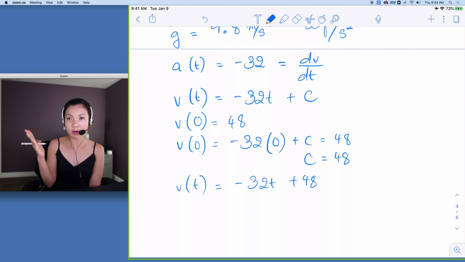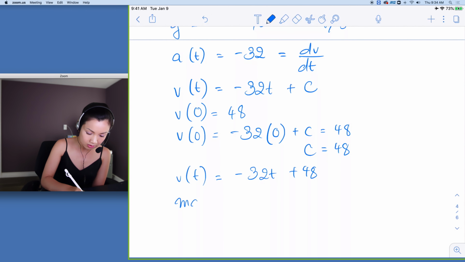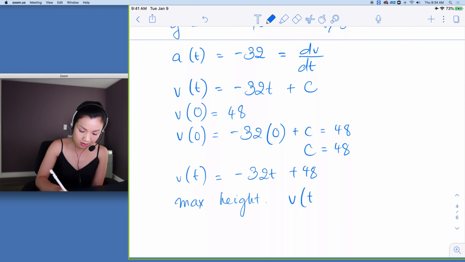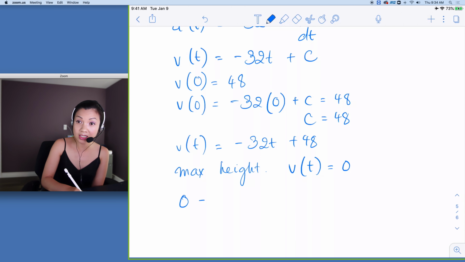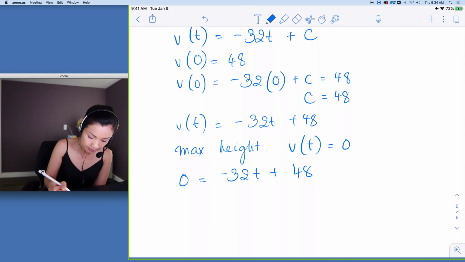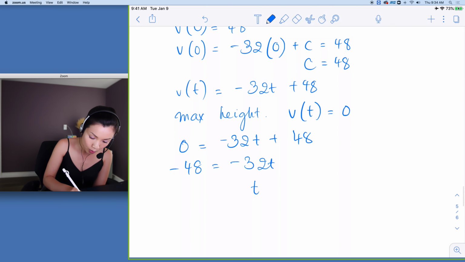Now, the maximum height is reached. When do we reach the maximum height? That's when v of t, the velocity, is going to be 0. So I'm just going to plug it in and solve for it. Solving, I get negative 48 equals negative 32t, so t has to be 1.5 seconds.